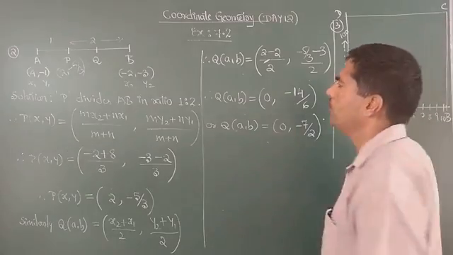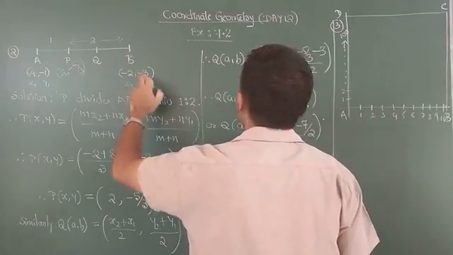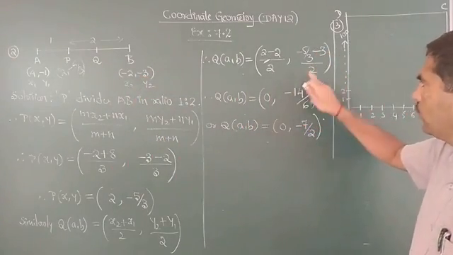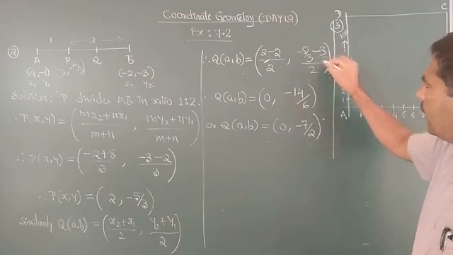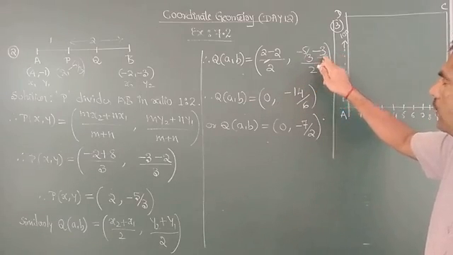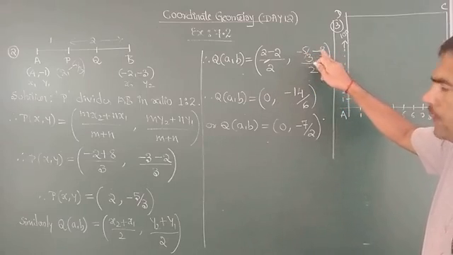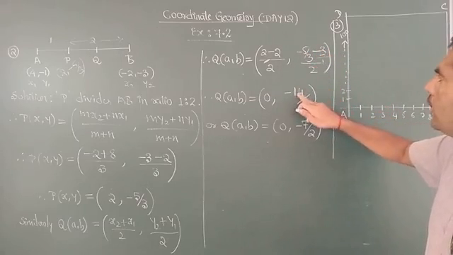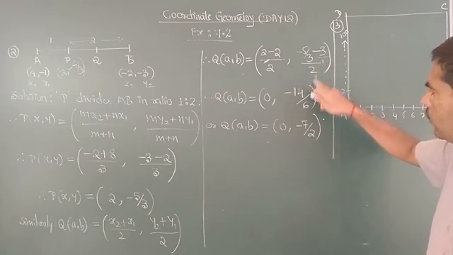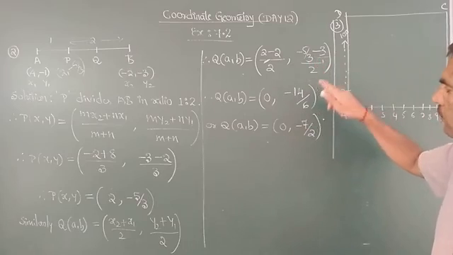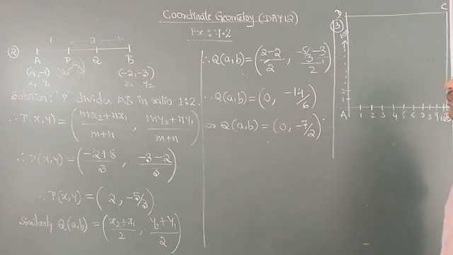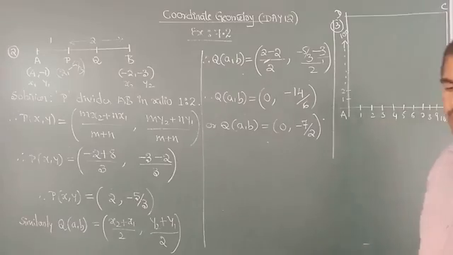Then the y coordinate is -5 by 3 plus -3. Simplification I have not shown here. Take the LCM. 3 is the denominator. Numerator -5 minus 9 becomes -14 by 3. It will come to denominator 6. -14 by 6 is simplified as -7 by 2. So the coordinates of Q are 0, -7 by 2.